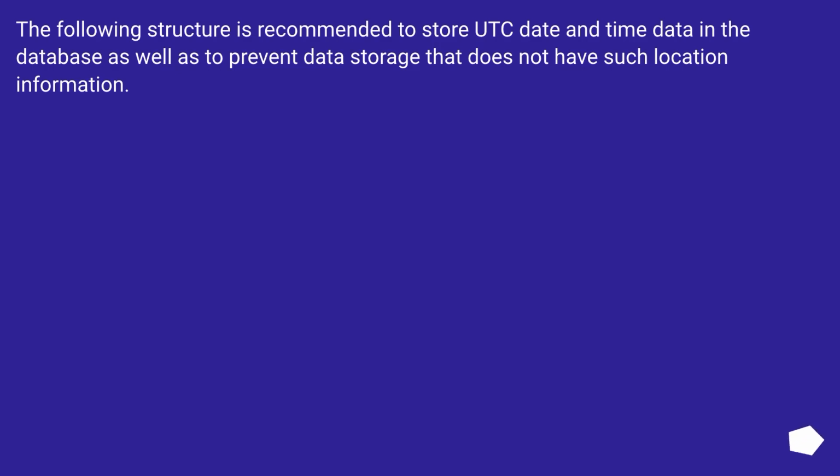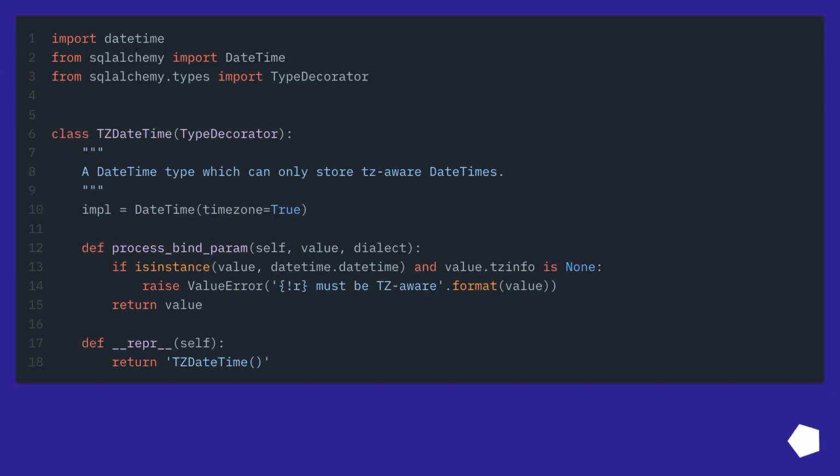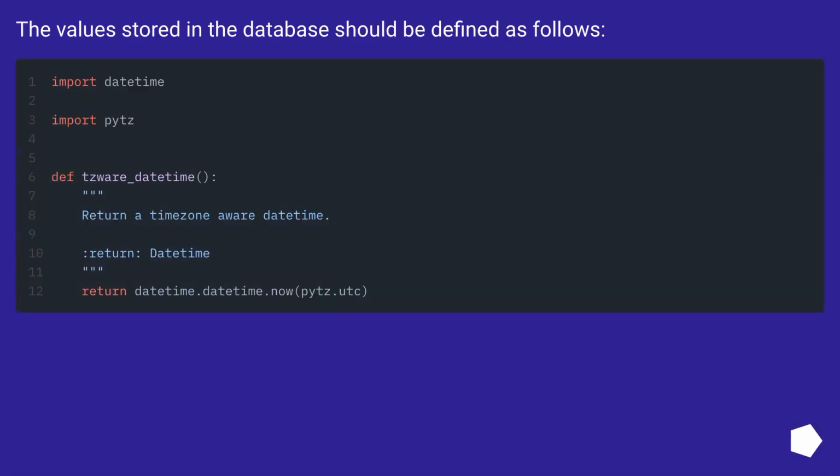The following structure is recommended to store UTC date and time data in the database as well as to prevent data storage that does not have such location information. The value stored in the database should be defined as follows.